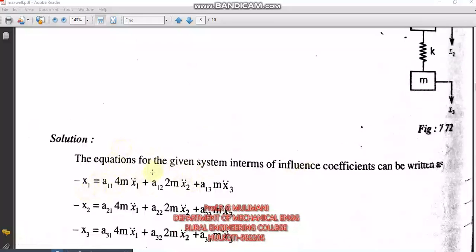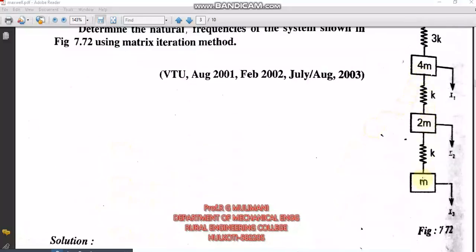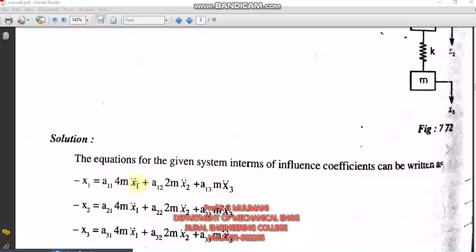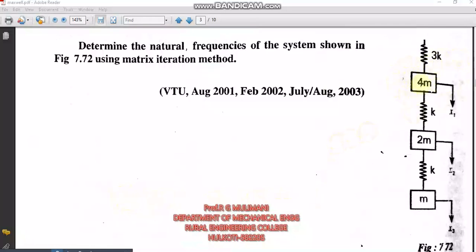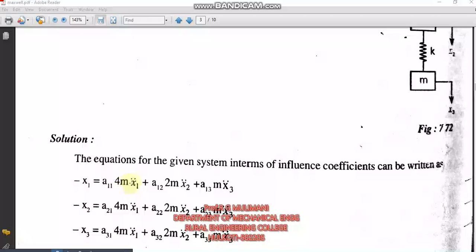Here in this method, the displacements of mass 1, mass 2 and mass 3 are x1, x2, x3. The displacement of mass 1, that is x1, is written as an equation in terms of influence coefficients and the forces. What is A11 multiplied by 4m x1 double dot? 4m x1 double dot is the force, m x double dot, where m is 4m and x1 double dot is the acceleration. So 4m x1 double dot is the inertia force. When it is multiplied by the influence coefficient, it gives us the displacement of mass 1 due to a unit force applied at mass 1.